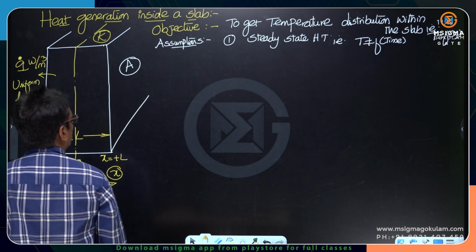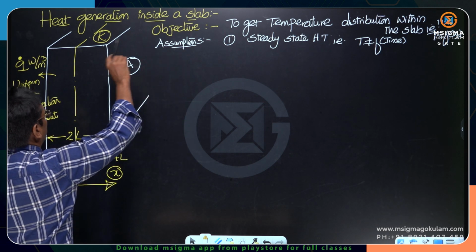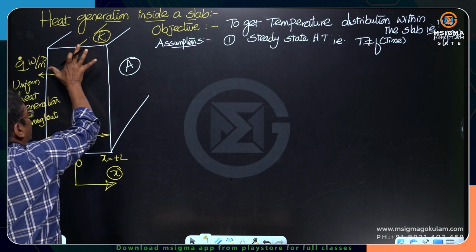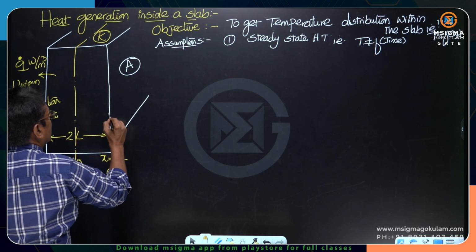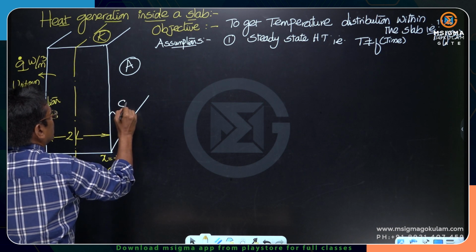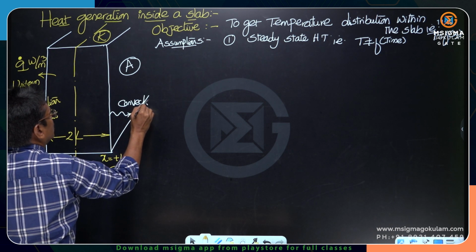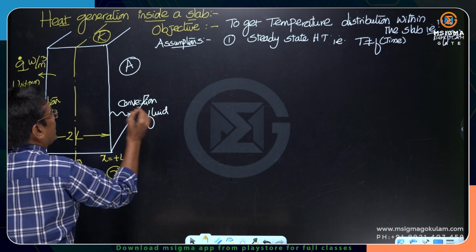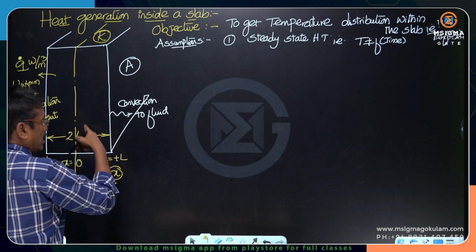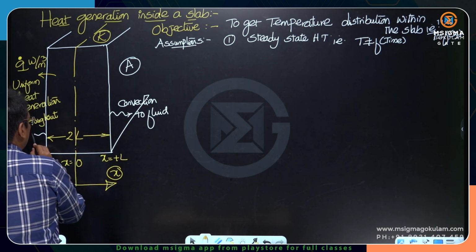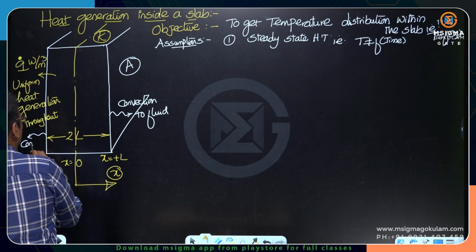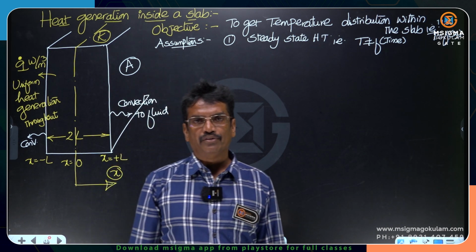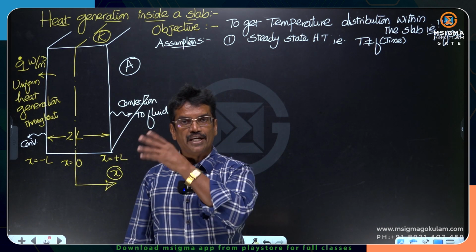This is the energy balance. To maintain the steady state heat transfer conditions of the slab, whatever heat is generated in the entire slab must be convected either from one side of the slab or from both sides of the slab, convection to the fluid. Only then are we able to maintain the steady state conditions. Please remember this boundary condition whenever there is heat generation inside any body, need not be a slab.